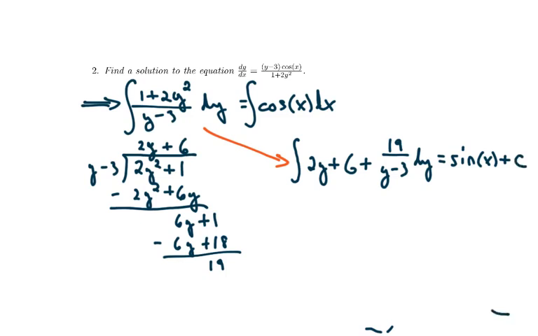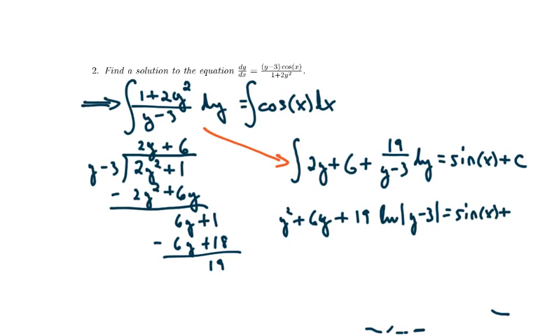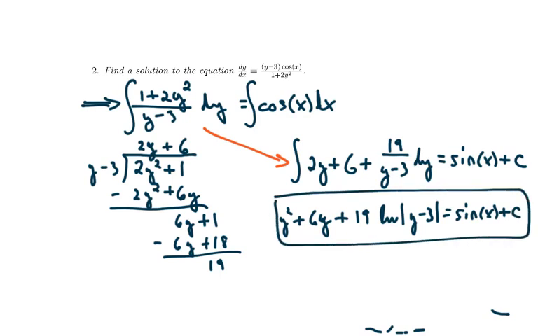So now I have to integrate this left side. So the integral of 2y is going to be y squared. Integral of 6 is 6y. And the integral of 19 over y minus 3 is going to be 19 times the natural log of the absolute value of y minus 3. And that's our final solution.